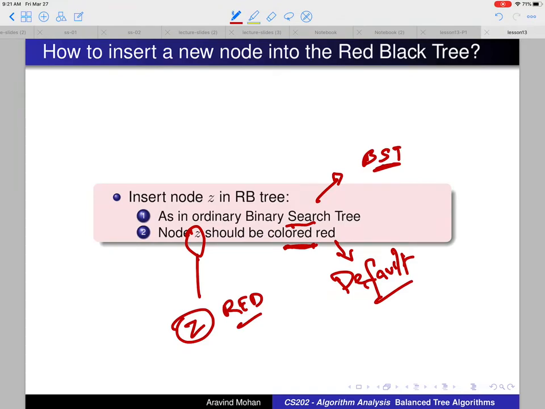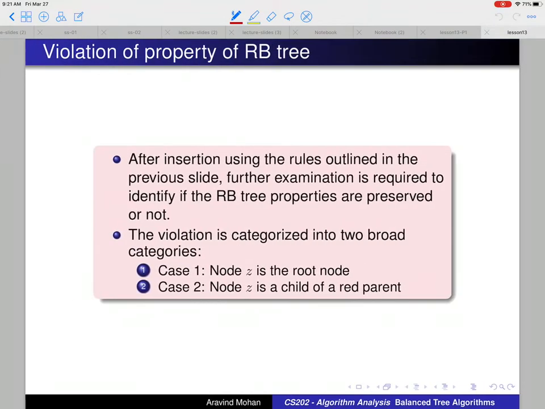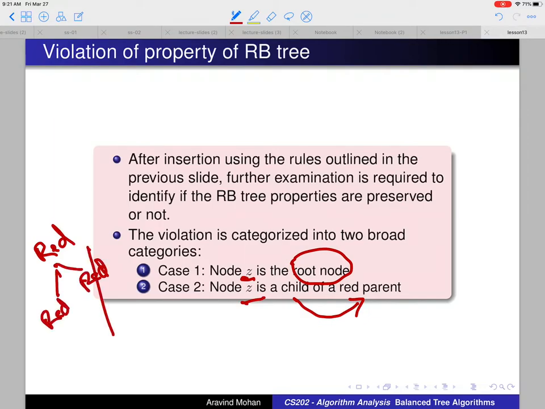The idea is that when we insert that new node as red, there could be two violations. One is case one, where the new node is a root node, let us say, and you know that a root node can never be red, and it has to be black, right? But when we insert a new node Z as red, it's a violation, right? Second violation is that if a node is a child of a red parent, we know that a red parent can never have a red child, right? So that's against the property of a red-black tree. So we will also need to fix that.